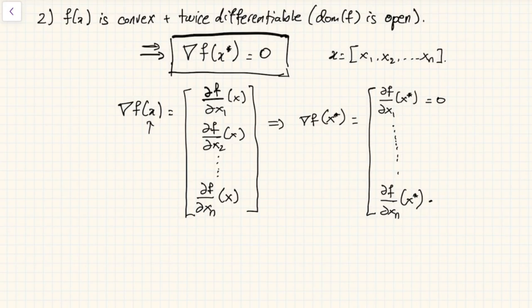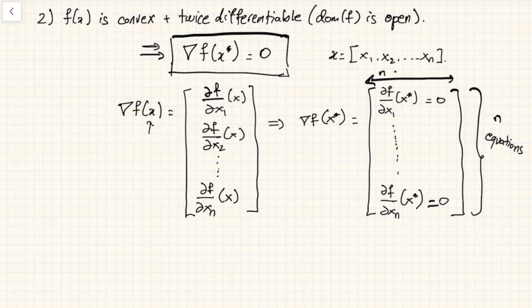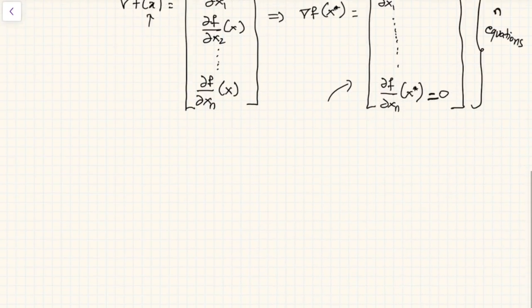Each and every one of those is 0. So what do we get? We get a system of n equations. Here we've got n equations in n unknowns. Now, in some references, you can find a more explicit way of writing this, as follows.